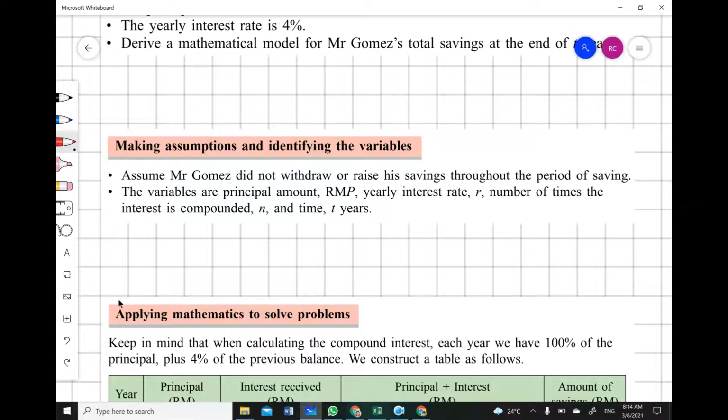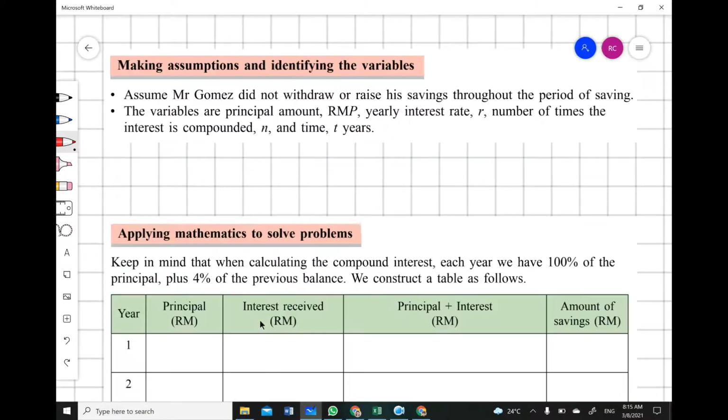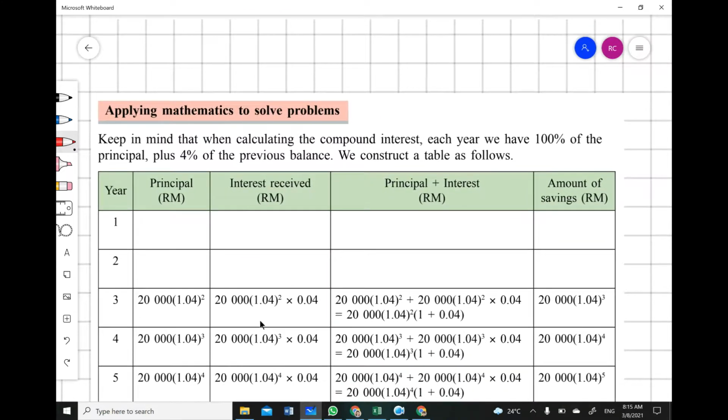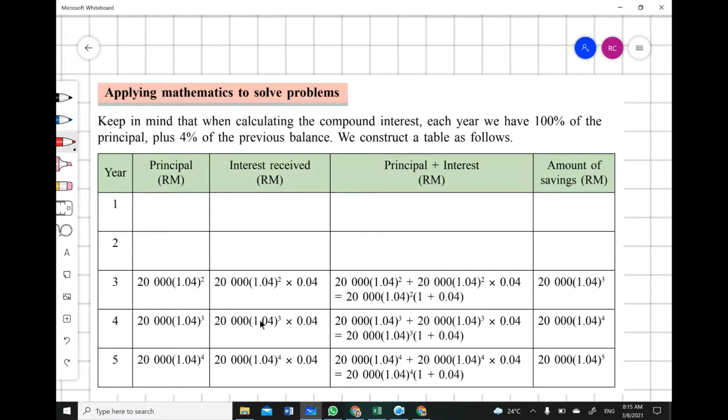Okay, we follow the third one right now. Applying mathematics to solve problem. So this part you have to find out the answer already after T years. How much is the total savings? So you are going to come out with a calculation like this here.